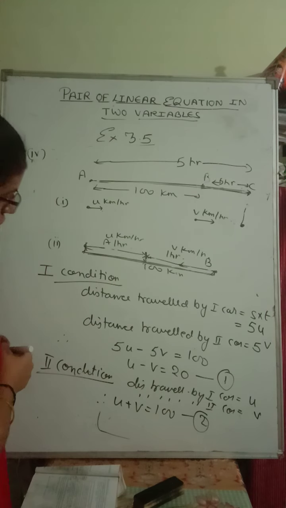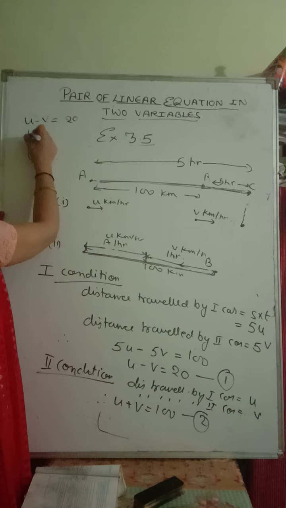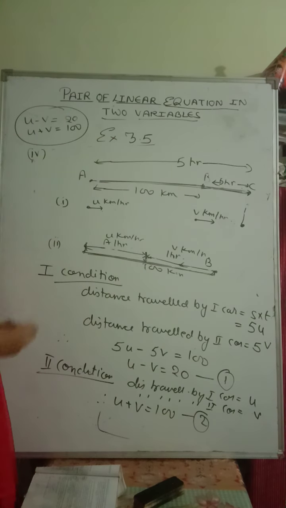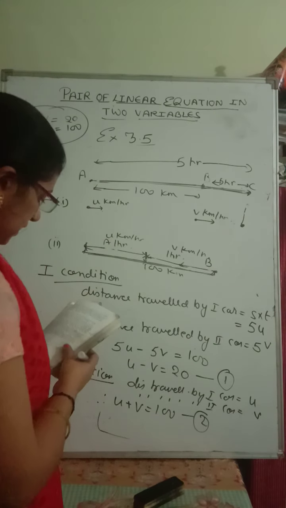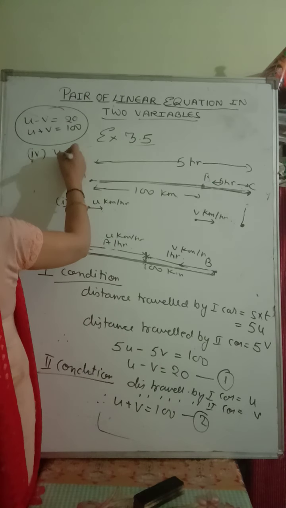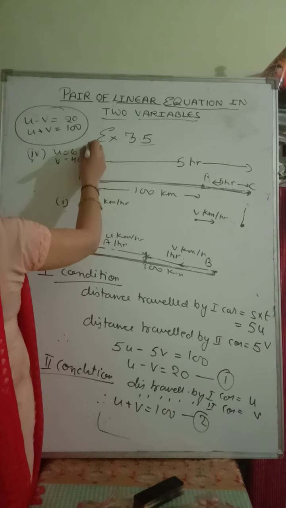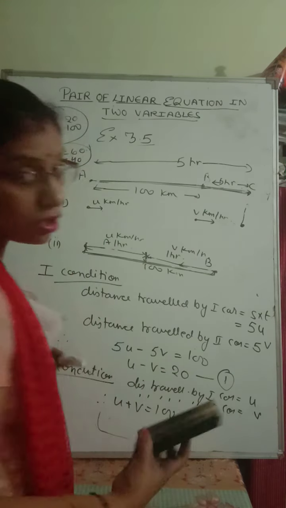So we got two equations, u minus v is equal to 20 and u plus v is equal to 100. Solve these two equations and you will get the values of the speeds. The speed u will come 60 km per hour and v will come 40 km per hour. So I am leaving the solution to you.